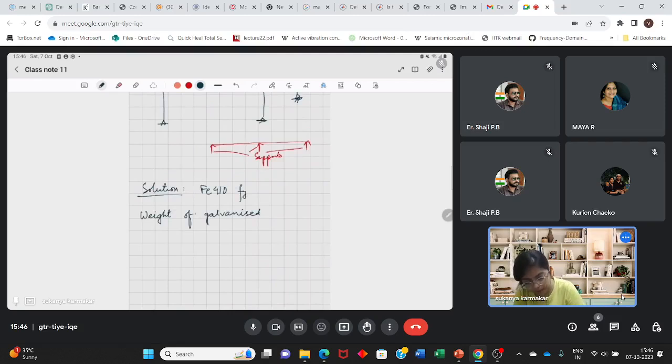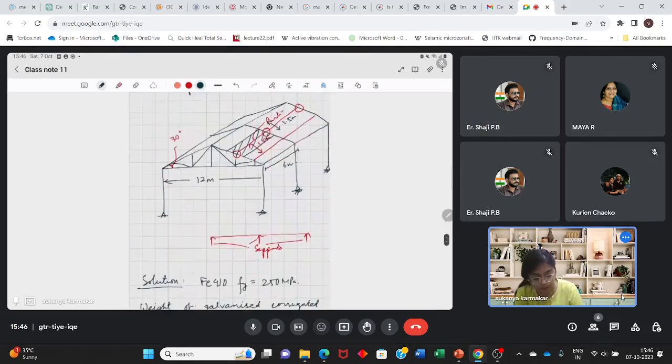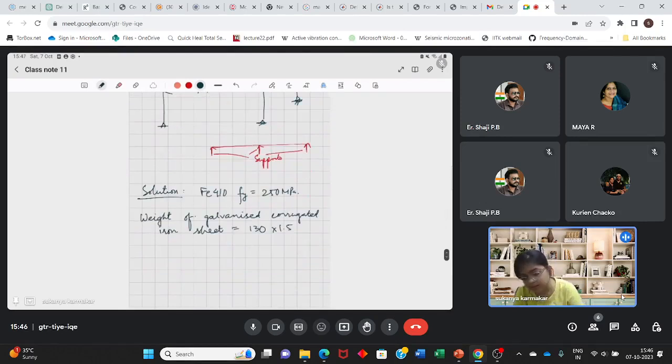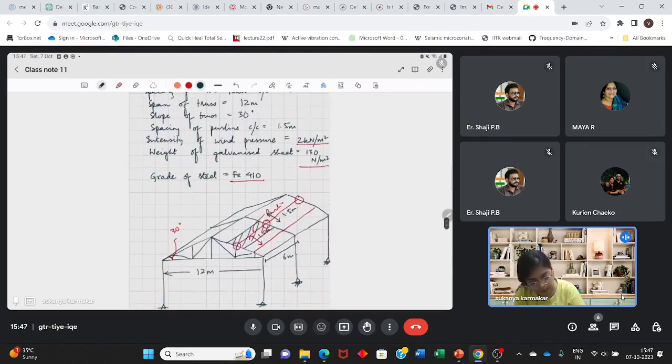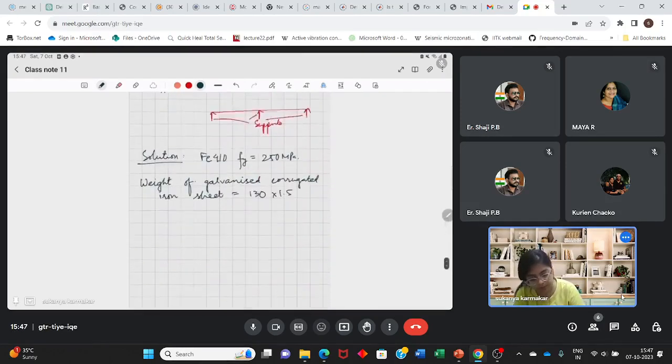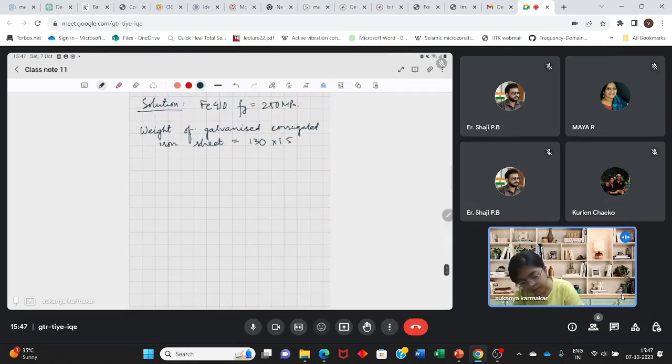Fe 410, so Fy will be 250 MPa. That is one straightforward piece of information. For the corrugated iron sheet, how much is the intensity? 130 Newton per meter square, sorry, into 1.5, since this width is 1.5. So that comes out to be 195 Newton per meter.